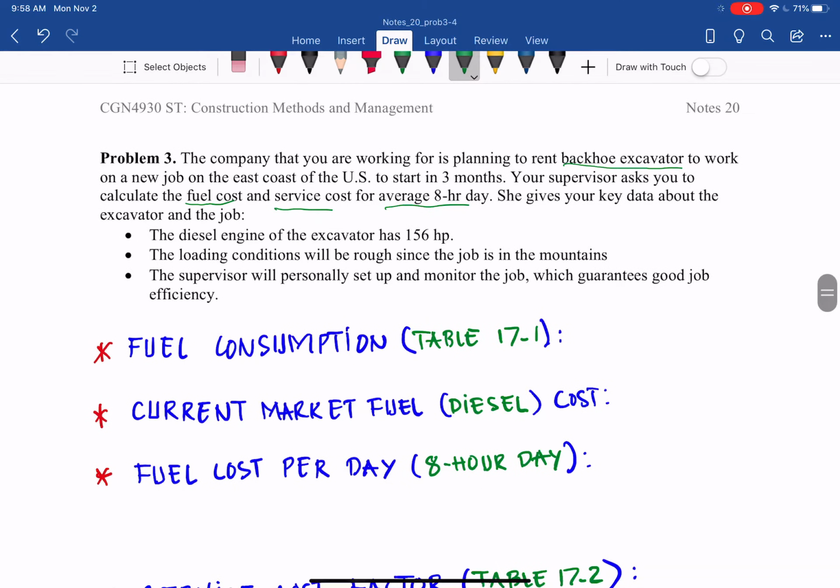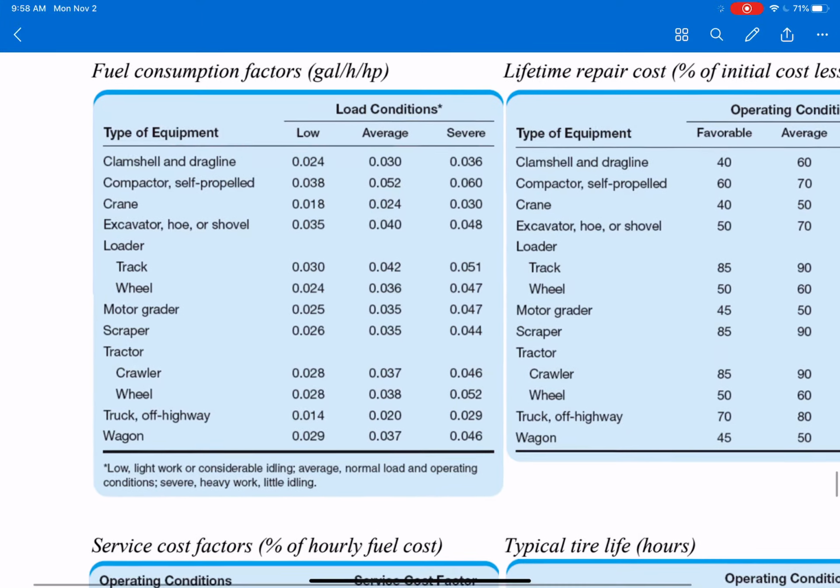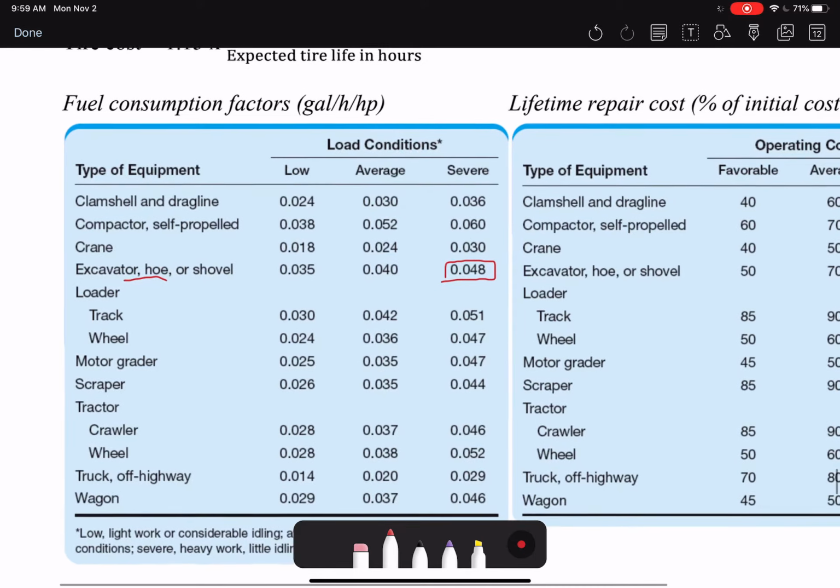First, for the fuel costs, we use Table 17.1. It's also available in the final exam reference. The fuel consumption for this one is for an excavator, and in the mountains, rough, so we assume that is severe condition. If you go to the exam reference, for the excavator, severe, the backhoe excavator, it will be 0.048, and the unit is gallon per hour per horsepower.